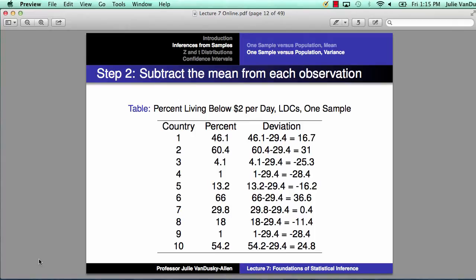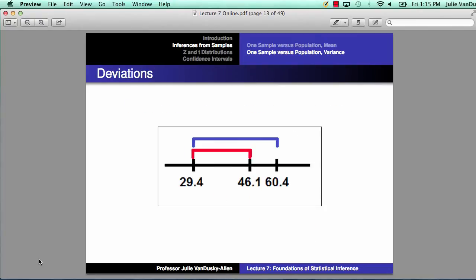Then you subtract the sample mean, in this case 29.4, from each observation. So for country 1, you calculate 46.1 minus 29.4, which equals 16.7. For country 2, you calculate 60.4 minus 29.4, which equals 31. And you continue this process for each observation. Note that all we are doing is calculating how far each individual observation deviates from the mean of 29.4.